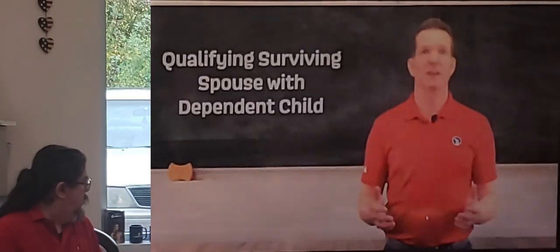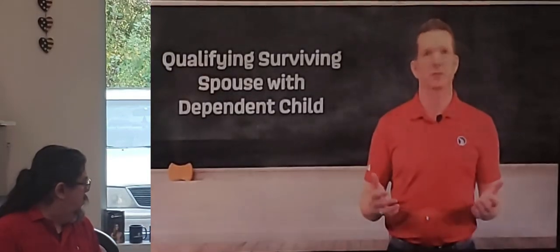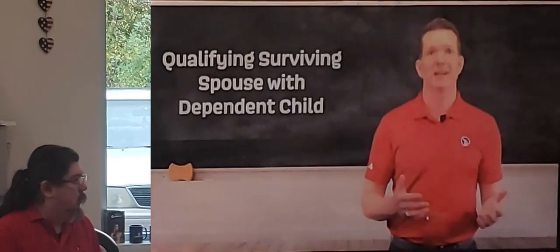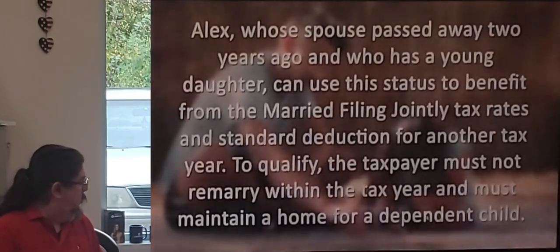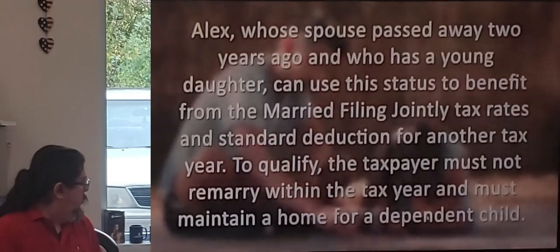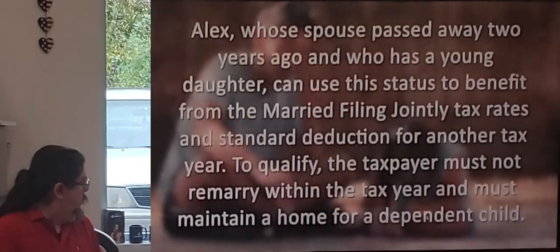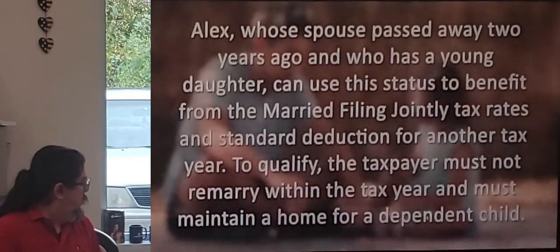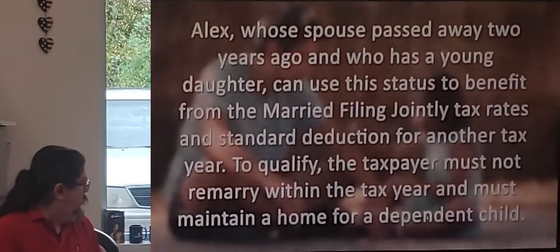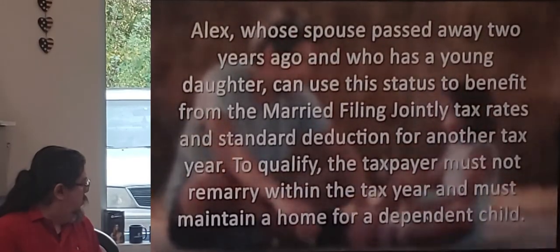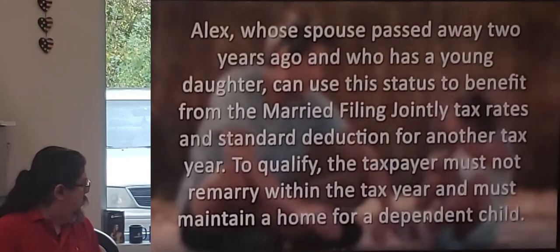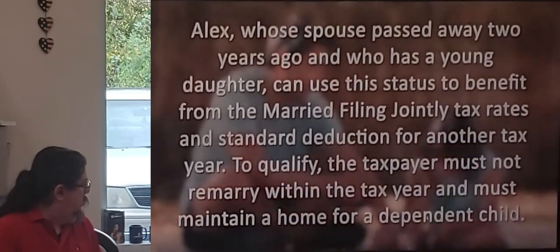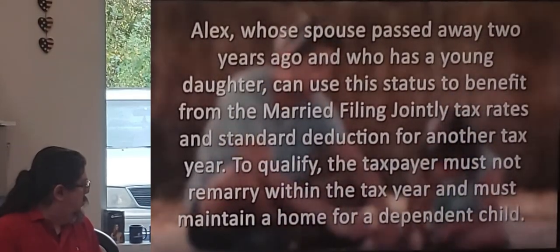This filing status is available to individuals who have lost their spouse in the previous 2 years and have a dependent child. Alex, whose spouse passed away 2 years ago and who has a young daughter, can use this status to benefit from the married filing jointly tax rates and standard deduction for another tax year. To qualify, the taxpayer must not remarry within the tax year and must maintain a home for a dependent child.